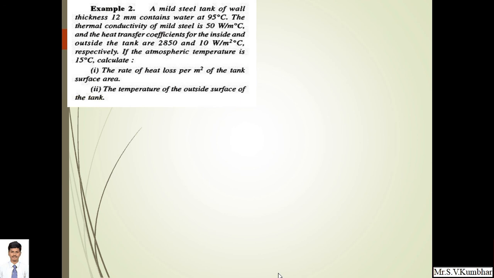Read this problem. A mild steel tank of wall thickness 12 mm contains water at 95 degrees centigrade. The thermal conductivity of mild steel is 50 watt per meter degree centigrade, and the heat transfer coefficients for the inside and outside of the tank are 2850 and 10 watt per meter square degree centigrade respectively. If the atmospheric temperature is 15 degrees centigrade, calculate the rate of heat loss per meter square of tank and the temperature of the outside surface of the tank. These are the two questions.